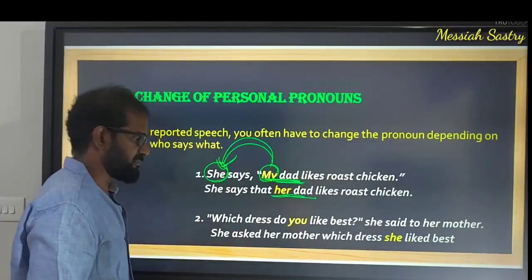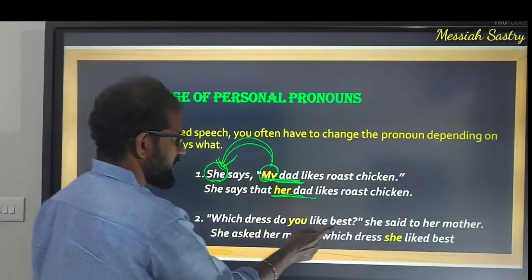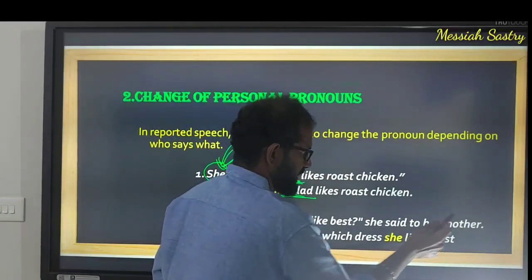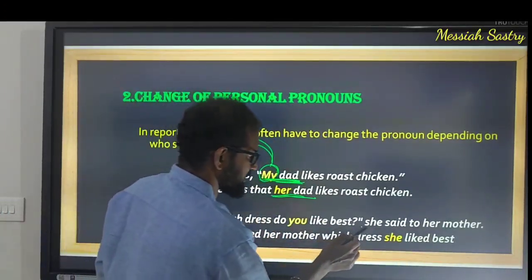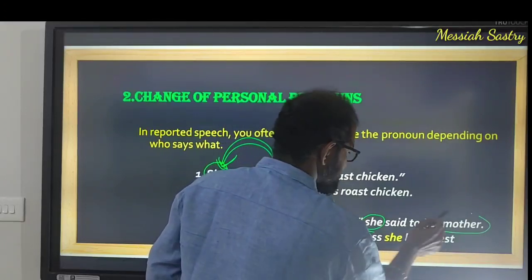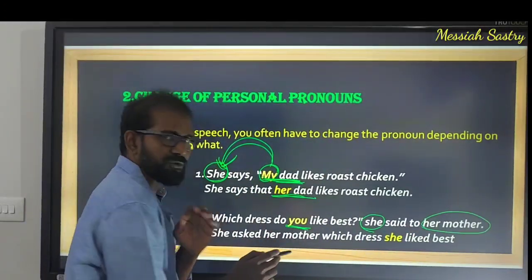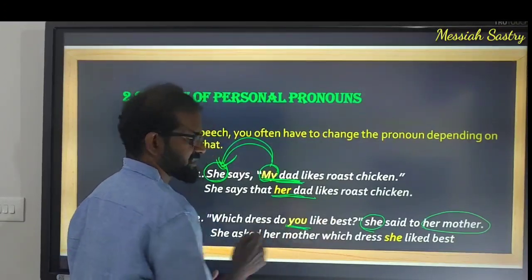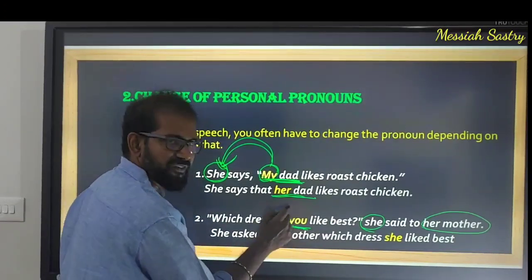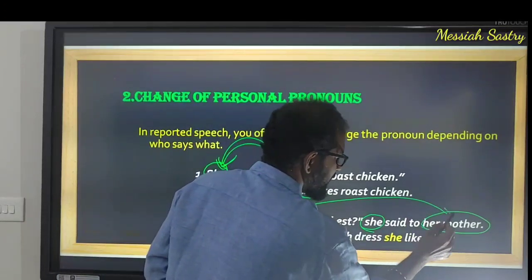Let's take another example. Which dress do you like best? She said to her mother. Here she is the speaker. Her mother is the listener. This you refers to whom? You like best. Who does this you refer to? You refers to her mother.